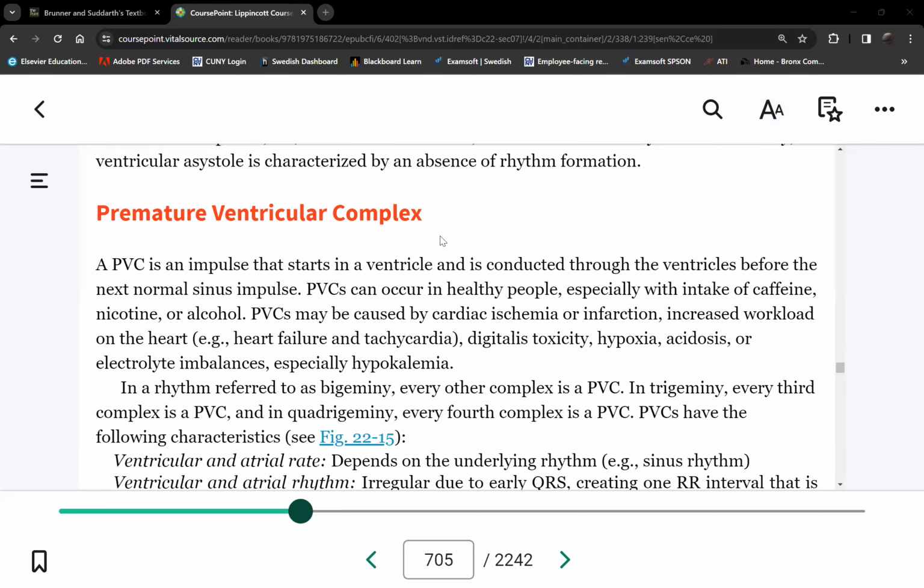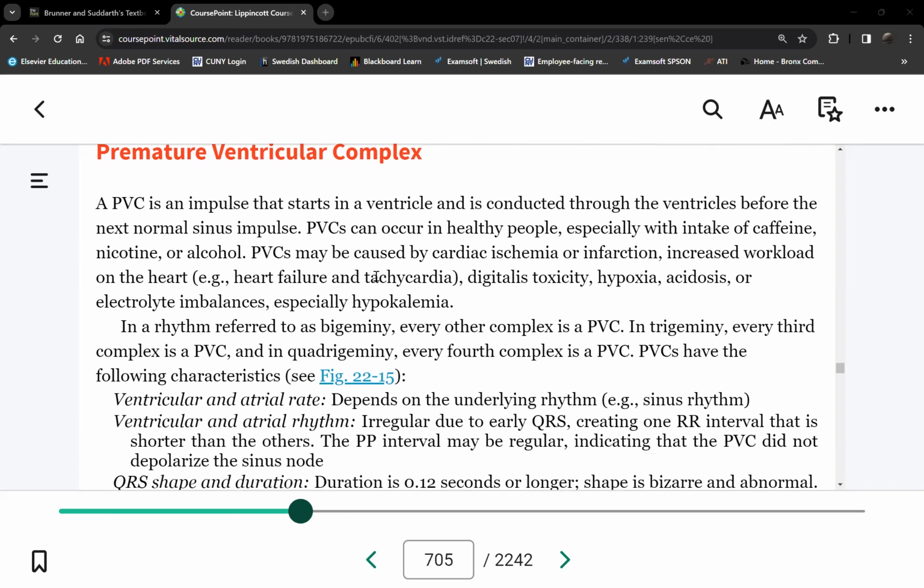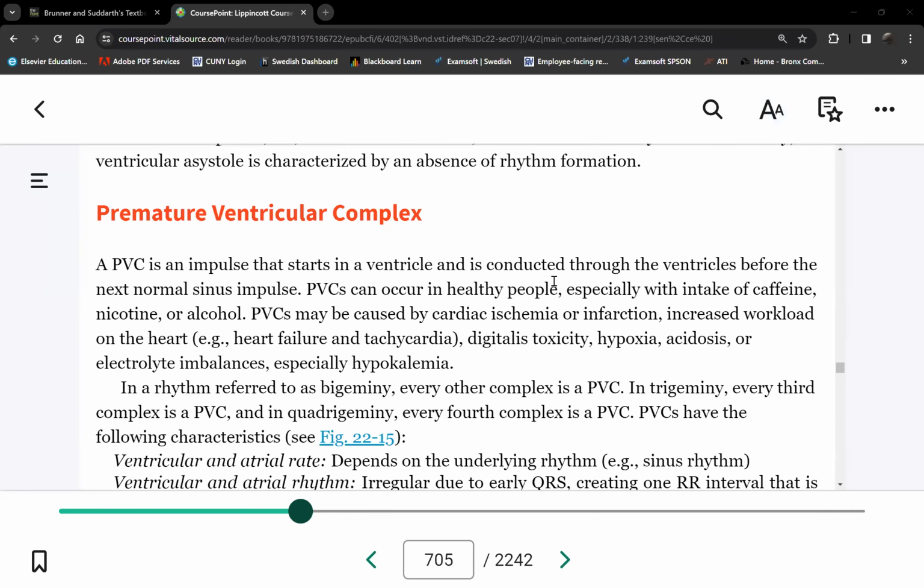Let's proceed now and complete the dysrhythmias. So for ventricular dysrhythmias, we start with the PVCs. This is similar to a PAC. PAC was generally harmless, right? Unless they occur in succession or the patients get more than 5 per minute.